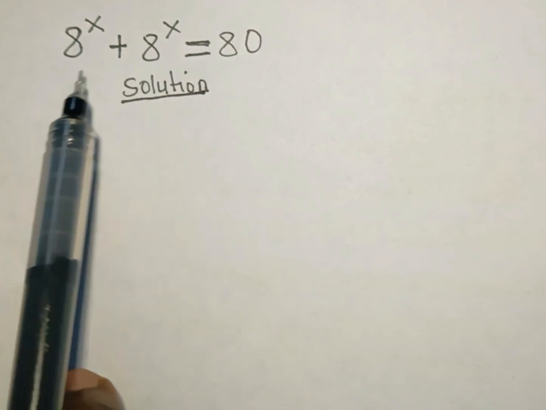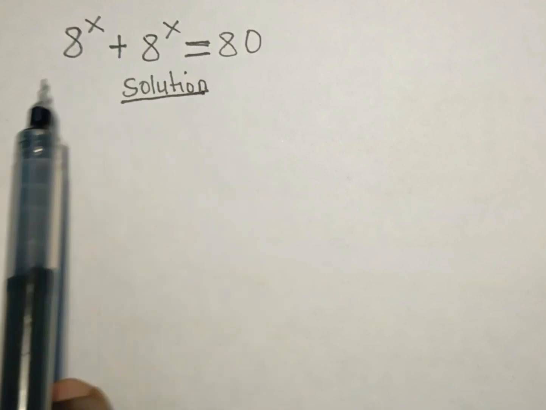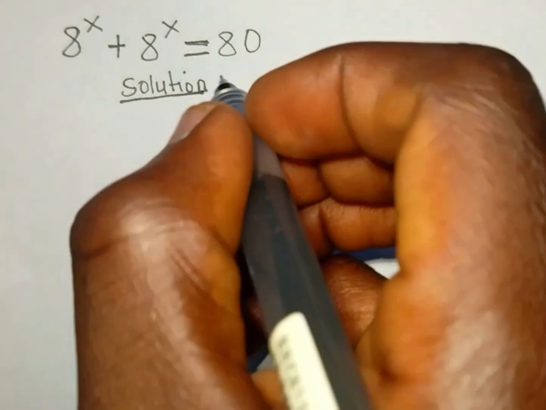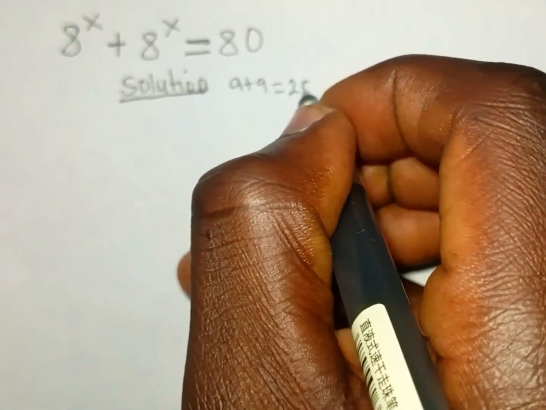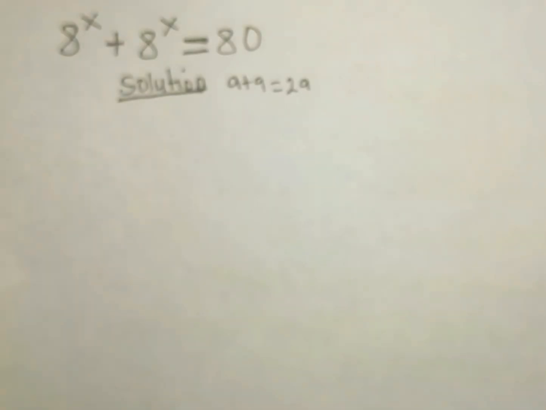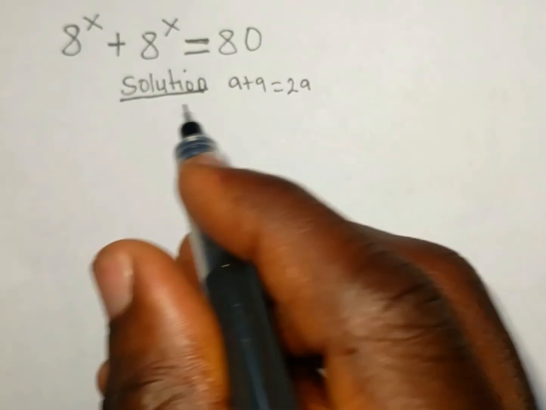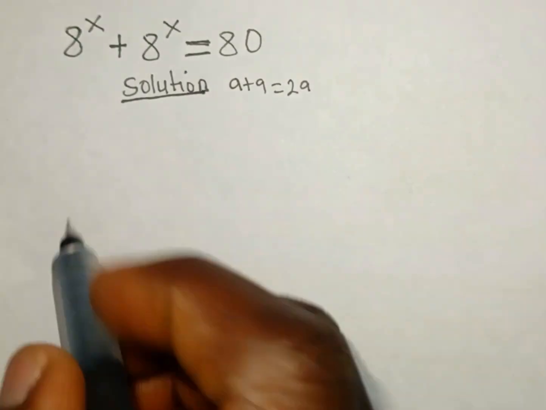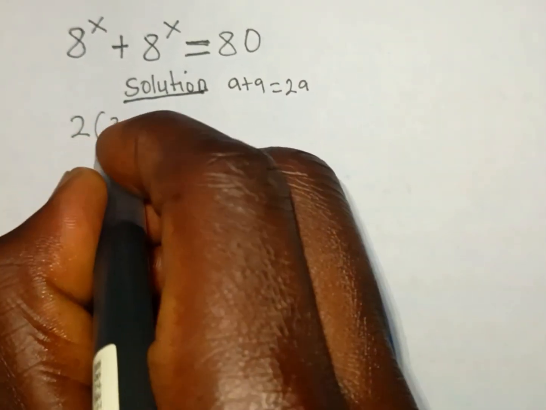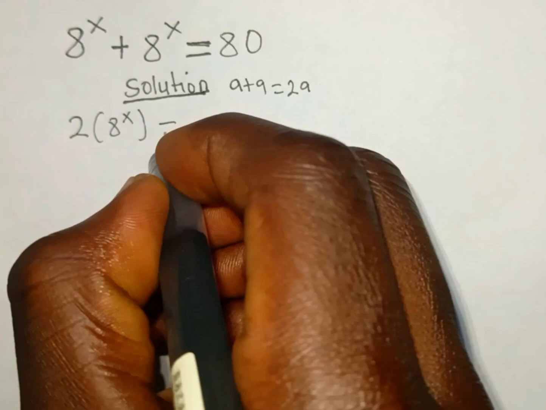If you look at the left hand side of this equation, we notice that we are adding the same thing. So we're going to recall that when we have a plus a, this is the same as 2a, because the a's are the same. Applying this property to the left hand side, a to the power x plus a to the power x is going to give us 2 times 8 raised to the power of x.